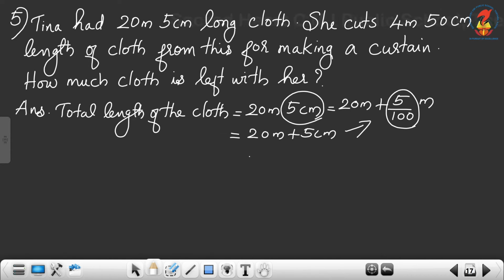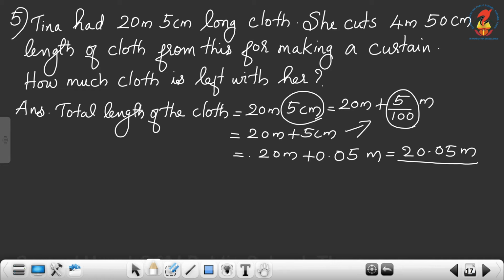Now 5 by 100, how can we write it? After 1 we have 2 zeros. So look at the digit in the numerator. We have 5. So we have to move 2 digits to the right, starting from the unit place. 5 is already there. We need 1 more digit, so we will put a 0. Then the whole number part is absent, so we can put a 0 in the whole number part. So 5 by 100 means 0.05 meter. So when we combine, we will get 20.05 meters. So the total length of the cloth is 20.05 meters.